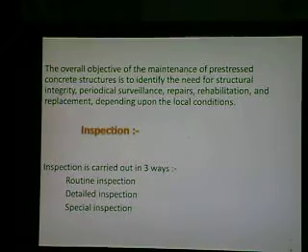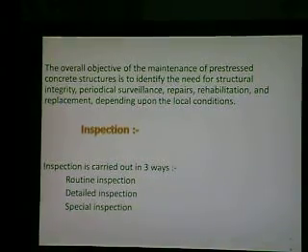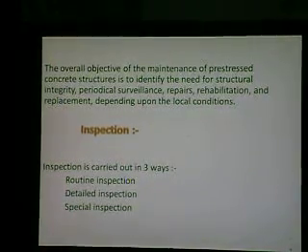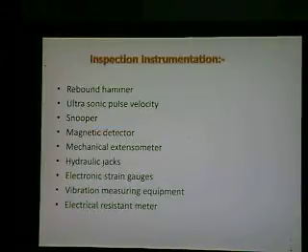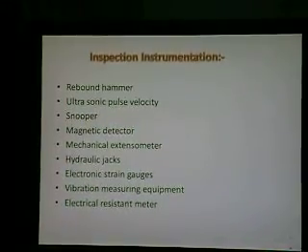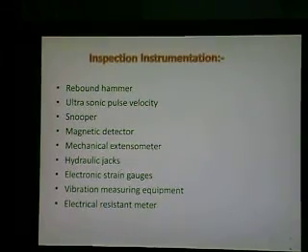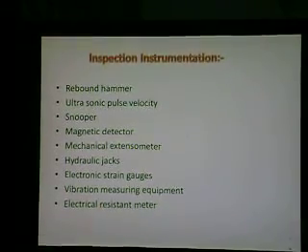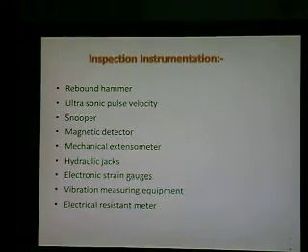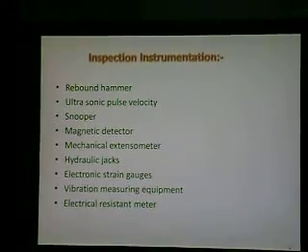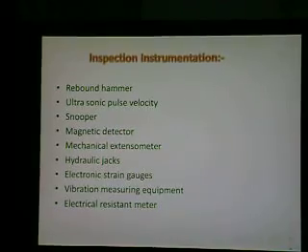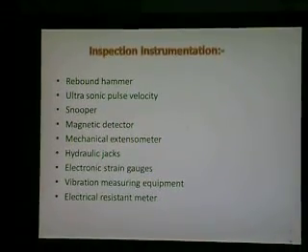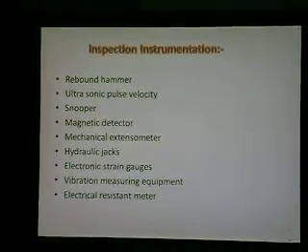Inspection. Inspection is carried out in three ways. It may be a routine inspection, detailed inspection or special inspection. These are the following inspection instruments. Rebound hammer. This is used to check the compressive strength of the material. Ultrasonic pulse velocity. This is mainly to test how strongly and how well the material will withstand.